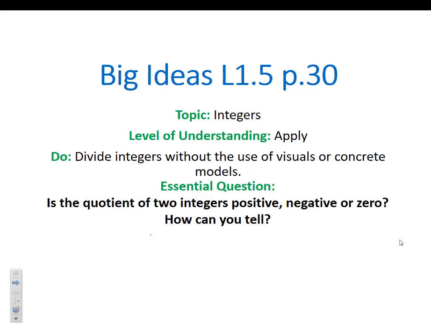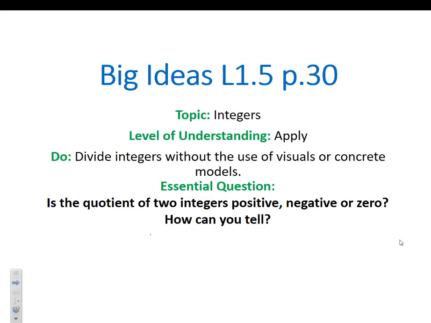All right, ladies and gentlemen, it is time for our last video lesson of the first unit. How exciting is that? All right. So thank you. Please join me for lesson 1.5, page 30 in our Big Ideas book. We're going to continue with integers, and today we are going to apply what we learned to divide those integers without the use of those visual or concrete models.